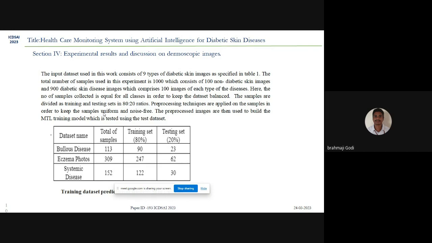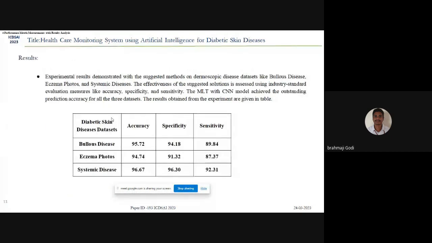Initially we worked on 3 models, sir, and for the training model we have given 80% and the testing model 20%, the ratio is 80:20. So nearly we experimented with about 1000 data images, of which we found 900 diabetic skin disease images, sir, compared to 100 images of other types of diseases. And we got the result like this, sir. So these are the 3 main diseases where we focused on the diabetic diseases, sir, the accuracy and specificity, and we have succeeded, sir. That is our work, sir.